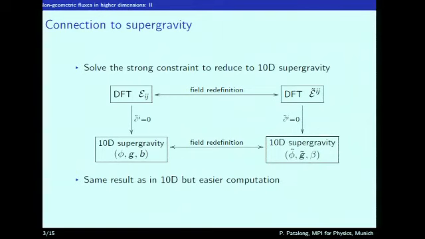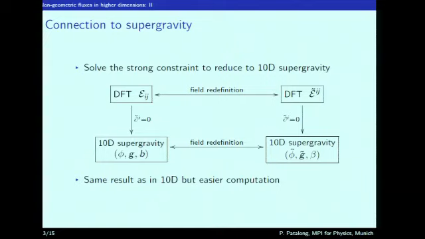And to make contact to the 10D supergravity formulation of all that, we first note that you can, of course, reduce double field theory in this curly E formulation by simply setting the d tilde derivatives to 0, which is the solution to the strong constraint. And you then find the ordinary supergravity NS-NS sector given by phi, g, and b.